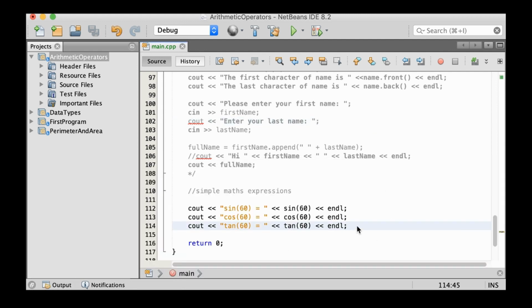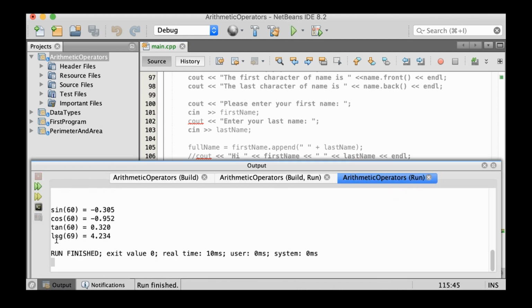You can also do logarithms. So what is log 69? The same thing, you type here log 69, and then when you run it, you're going to get log 69, which is 4.234. You can check them on your calculator, you get the same thing.